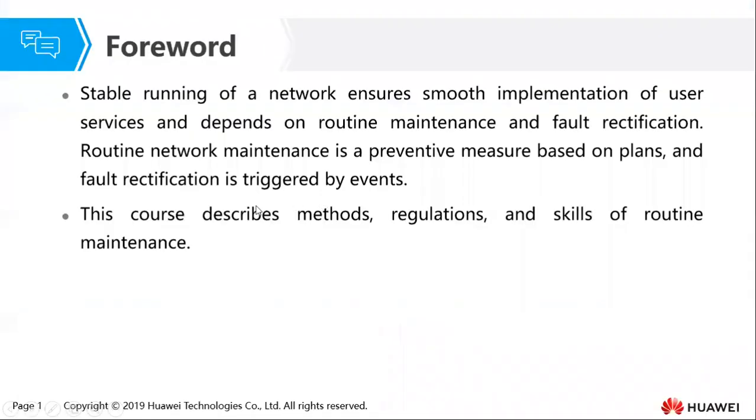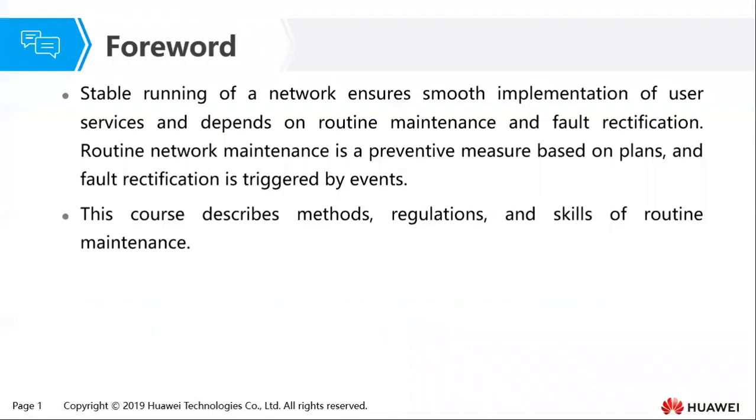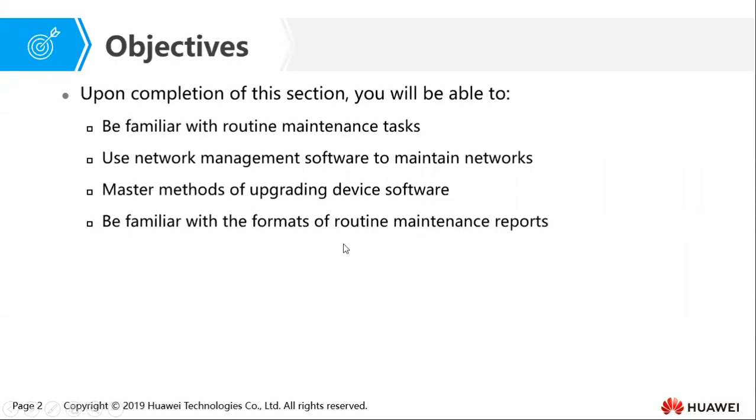Okay, so welcome back. In this topic, we look at network maintenance. Stable running of a network ensures smooth implementation of user services and depends on routine maintenance and fault rectification. Routine network maintenance is a preventive measure based on plans, while fault rectification is triggered by events. This module will describe the methods, regulations, and skills of routine maintenance.